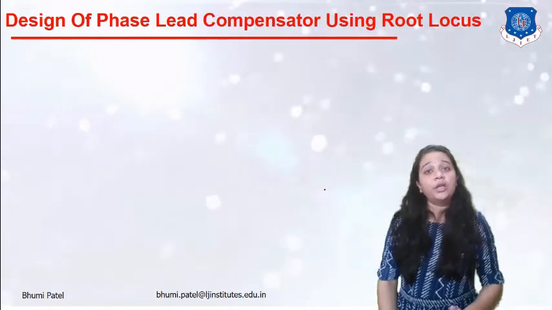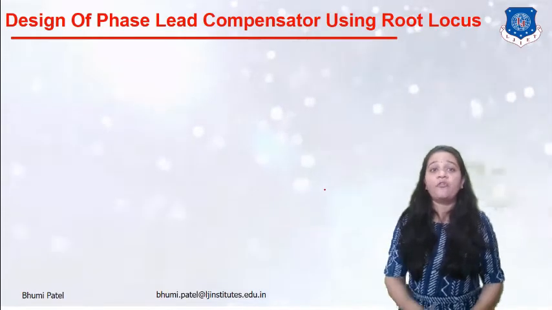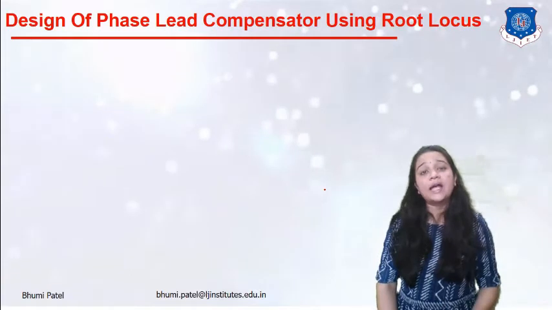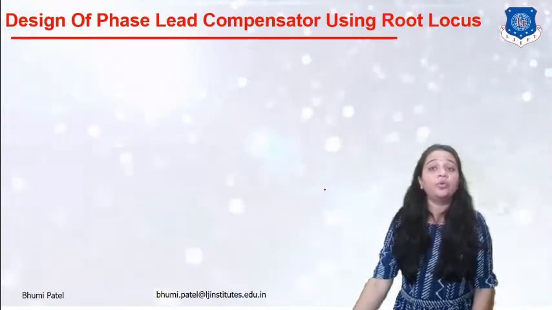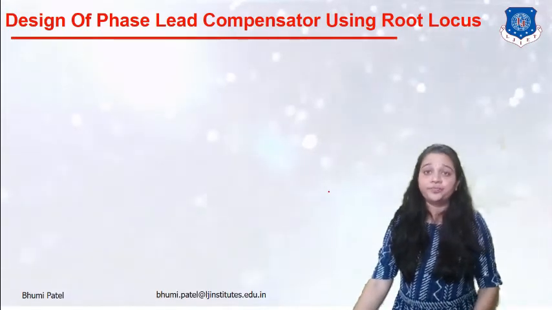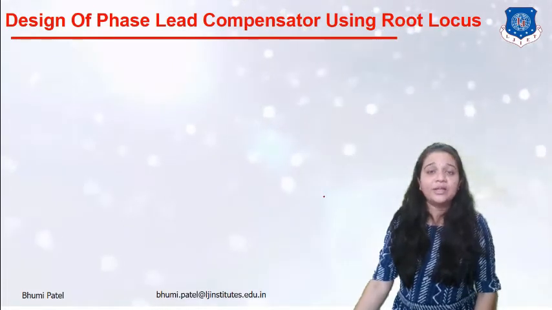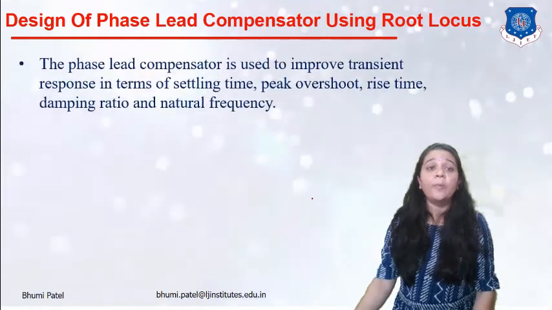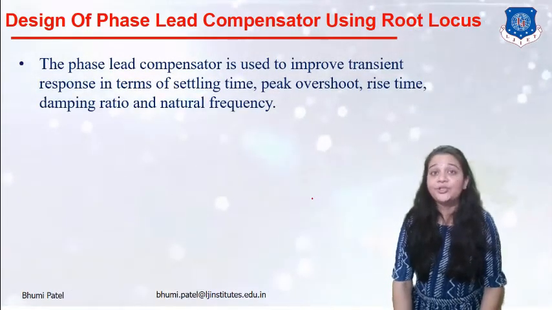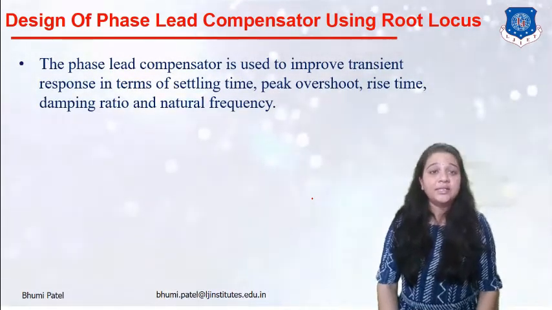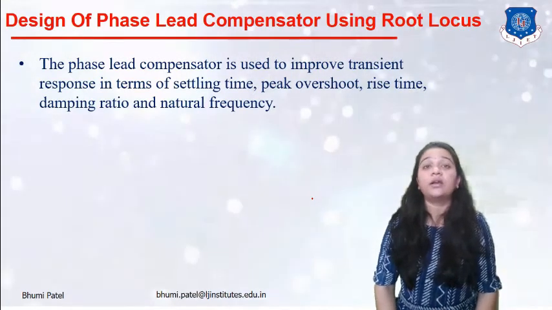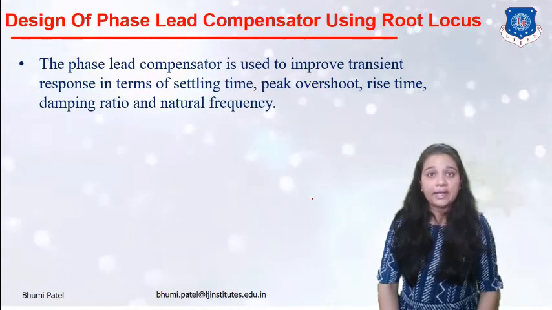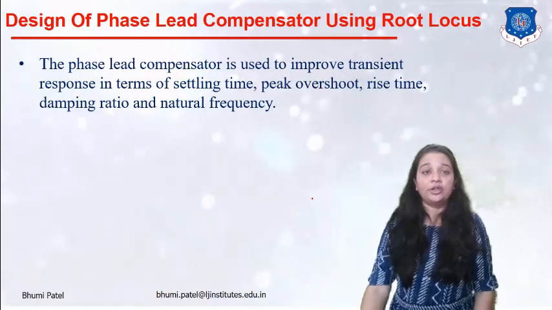So today's topic is the design of a phase lead compensator using the root locus. We can design a compensator using the root locus method. As you know how the root locus method is implemented, we studied that in the last session. The phase lead compensator is used to improve the transient response in terms of settling time, peak overshoot, rise time, damping ratio and natural frequency.